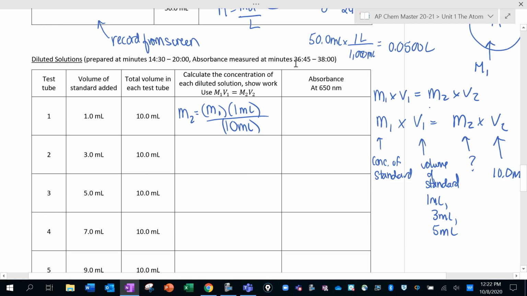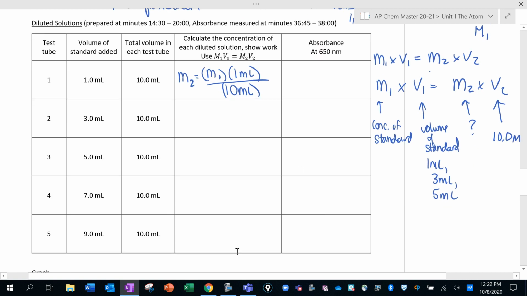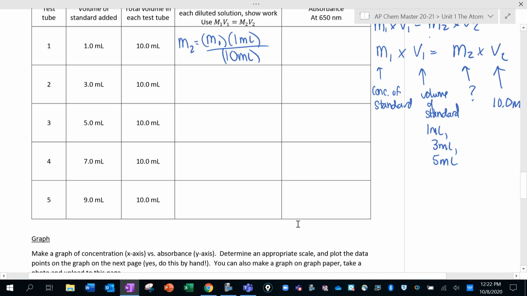Then later on, near the end of the video, around minutes 36 to 38, which is a significant time later, you're going to come back to this table and record the absorbance of each of these solutions. Once you have this table filled out, you're going to have 5 concentrations with 5 absorbances. So you're going to know the concentration and absorbance for 5 different data points.